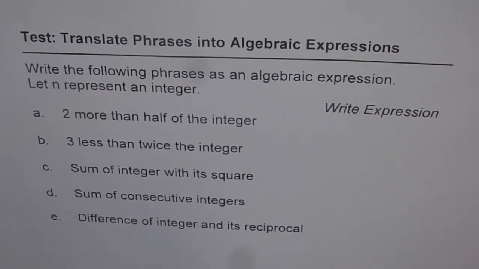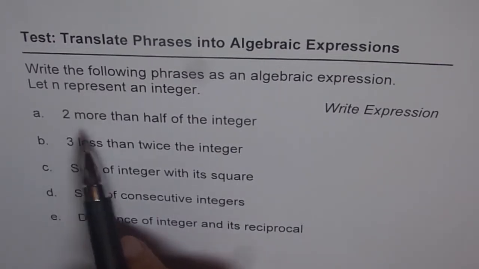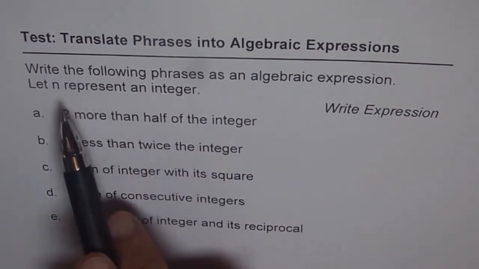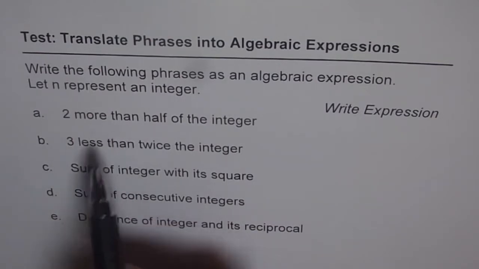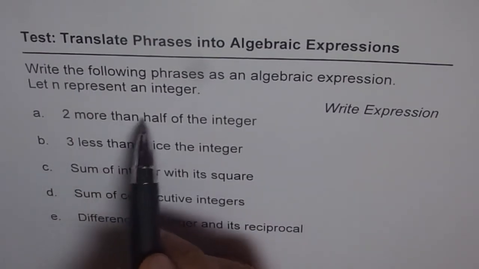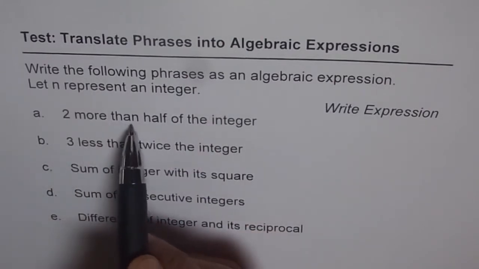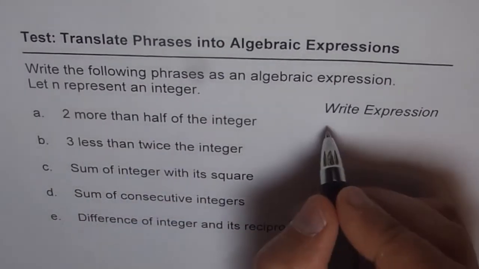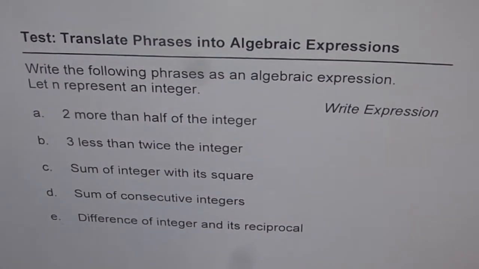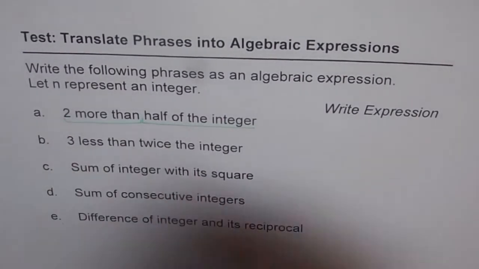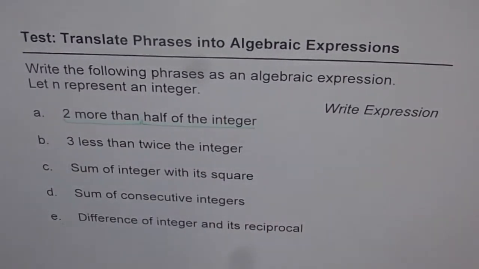Here are my suggestions. When you say 2 more than half of the integer, n is the integer. So, 2 more than. Whenever you get than, you have to write this number afterwards. 2 more than half of the integer. So first write half of the integer. When you read this, read it like this: read half of the integer and then 2 more than. Do you see that? Then you'll always get it correct.